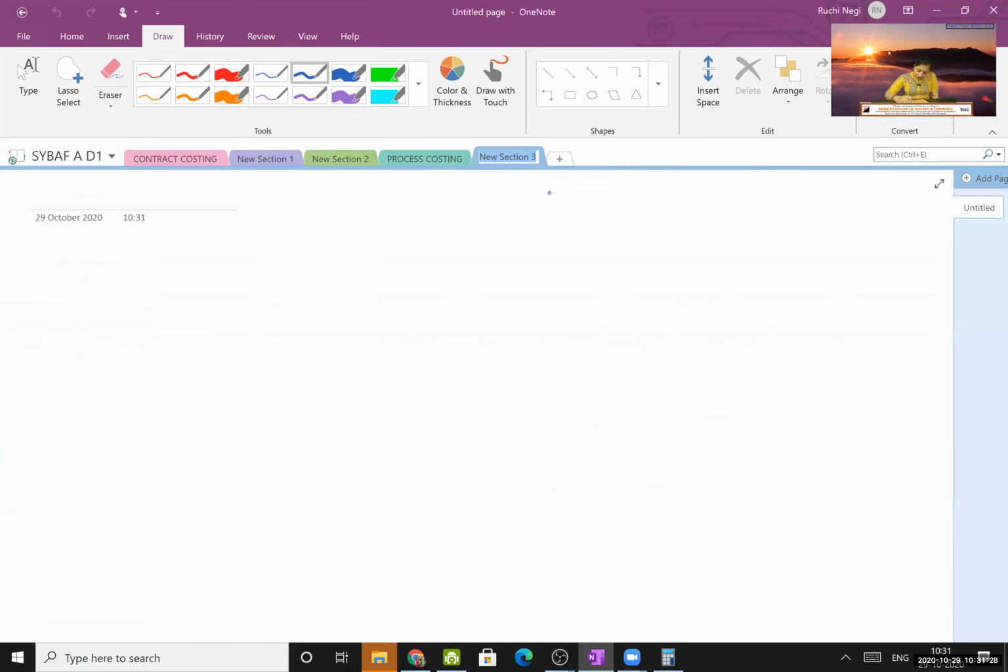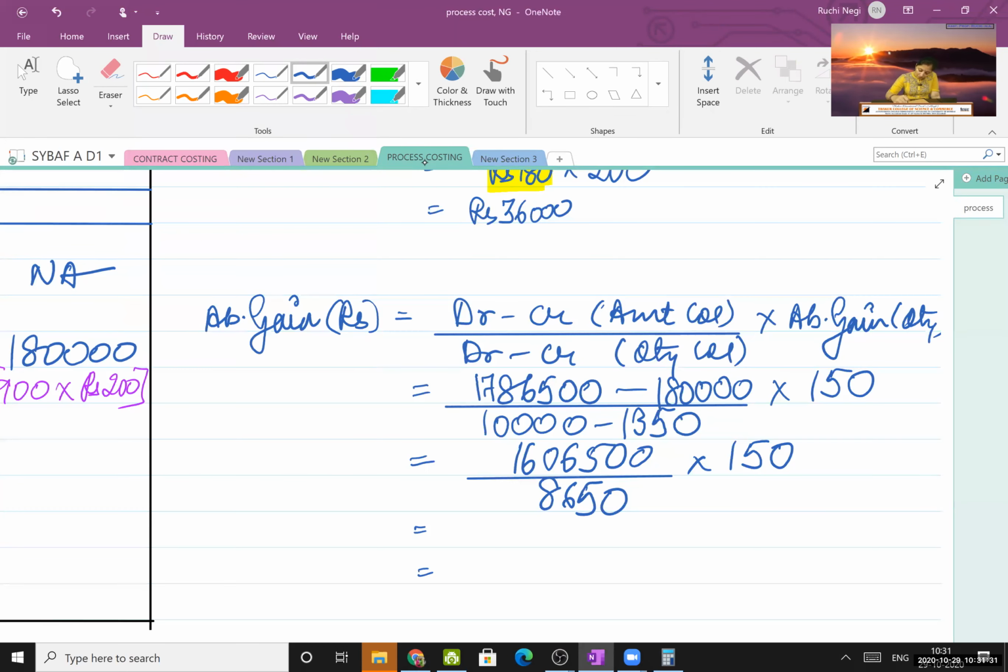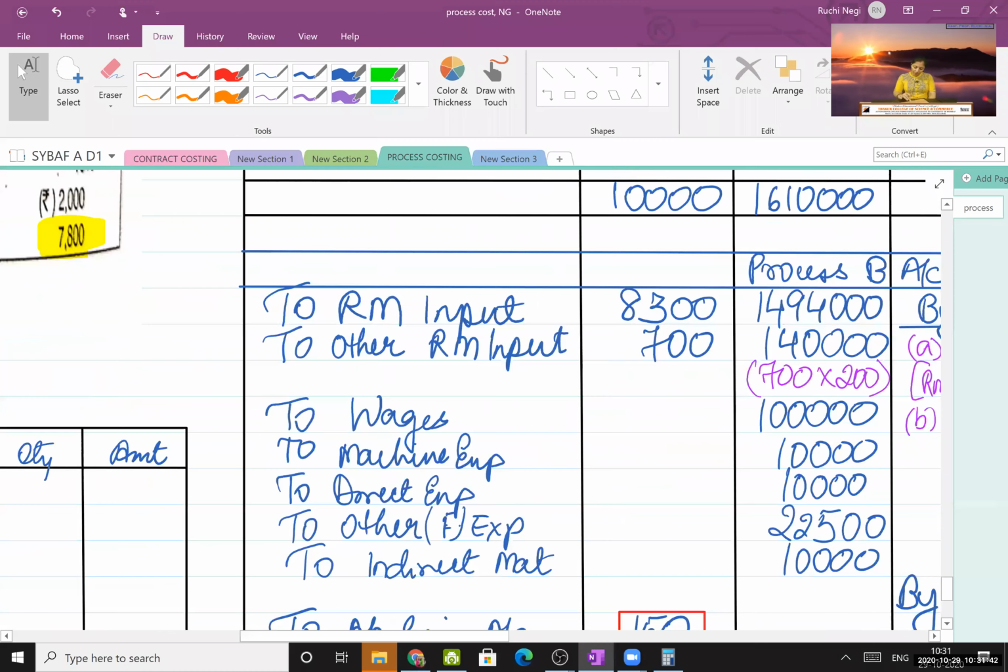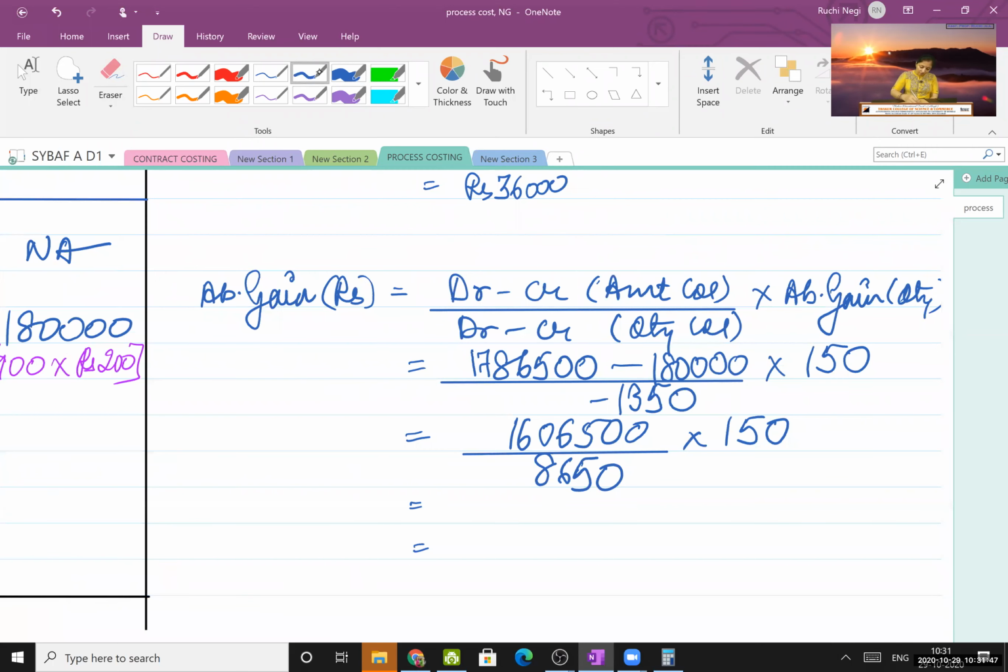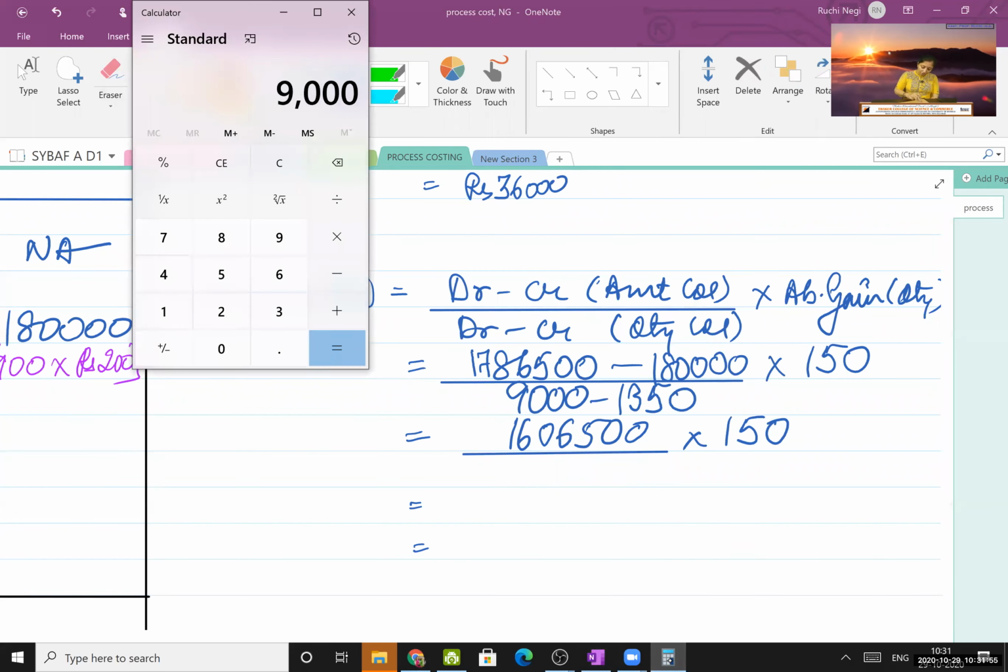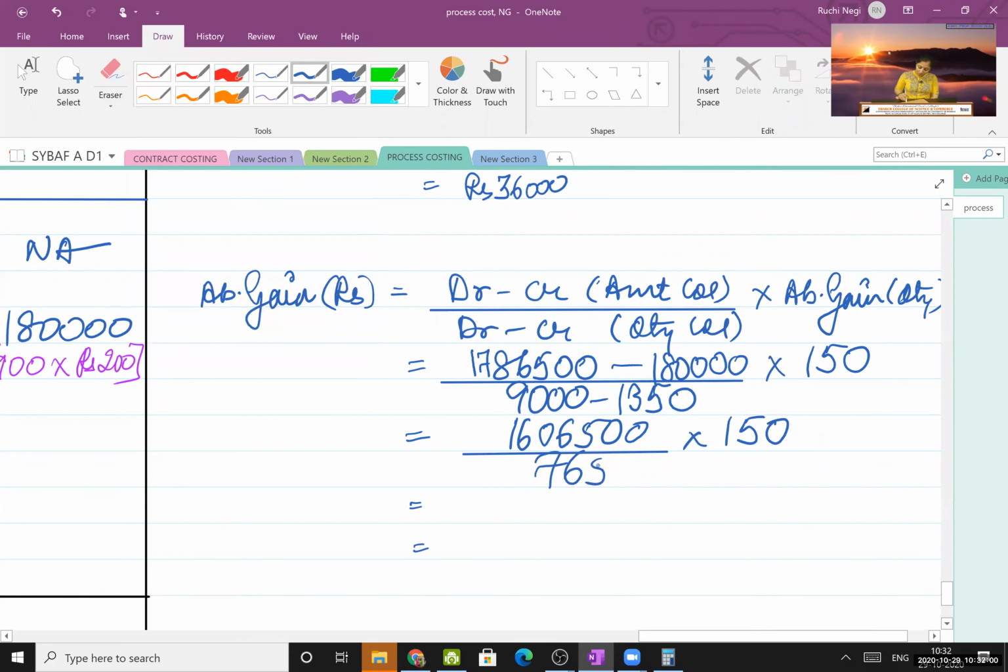No. Next is what 1 lakh 80. तो decimals में आ रहा है decimals में. Okay, this is 9,000. I'm so sorry. That's what I'm thinking. 9,000. 9,000 minus 135. 765. 765. 210. Fine. Thanks, dear.